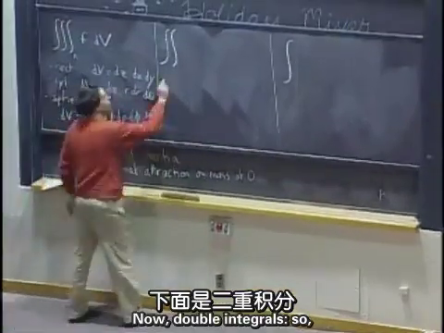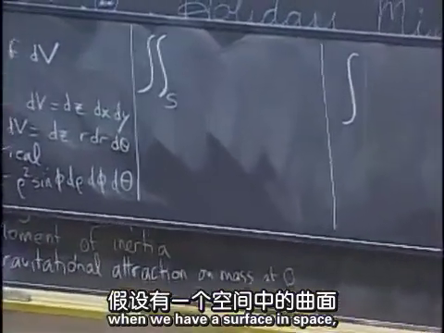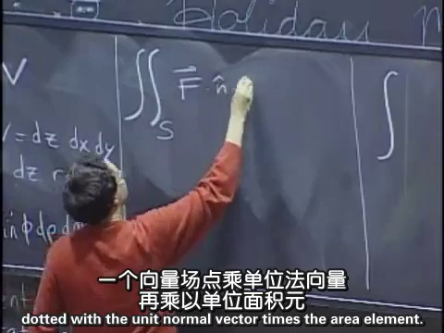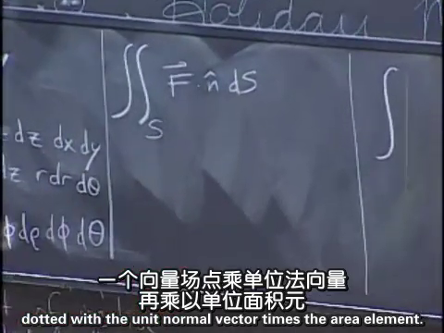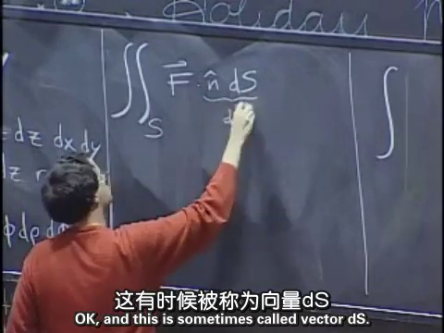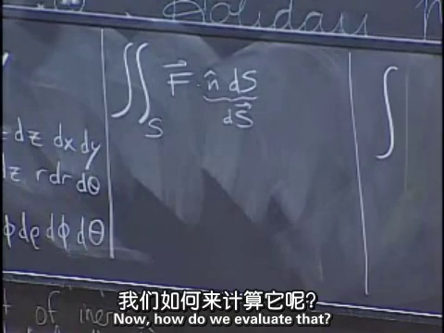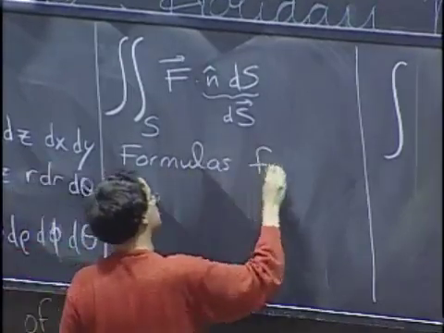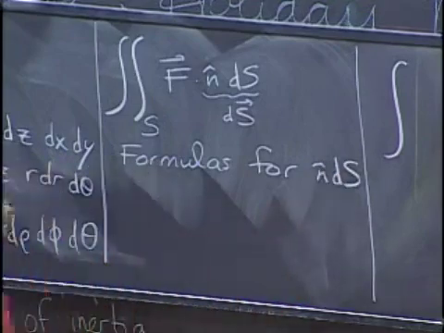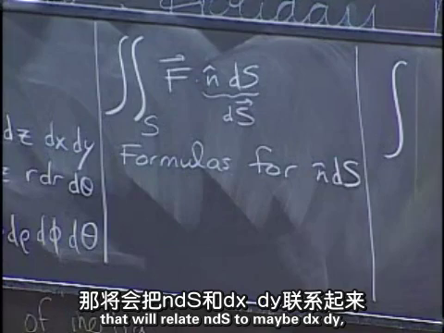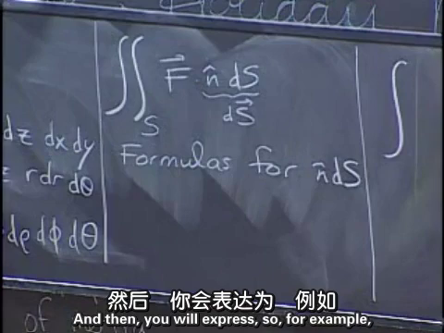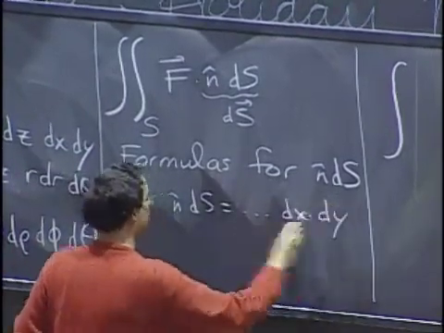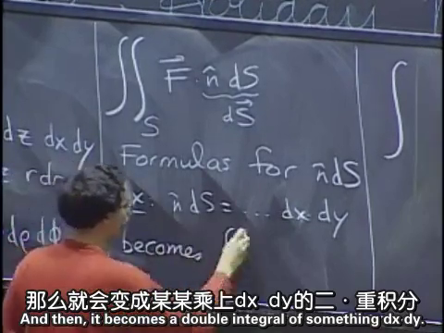Now, double integrals. So when we have a surface in space, what we will integrate on it, at least what we've seen how to integrate, is a vector field dotted with the unit normal vector times the area element. Okay, and this is sometimes called vector dS. Now, how do we evaluate that? Well, we've seen formulas for n dS in various settings. And once you have a formula for n dS that will relate n dS to maybe dx dy or something else, then you will express, for example, n dS equals something dx dy, and then it becomes a double integral of something dx dy.